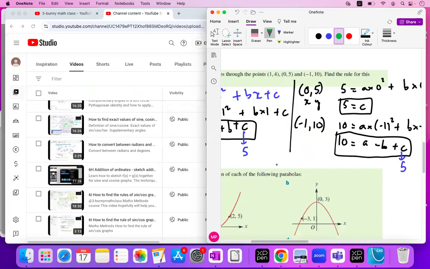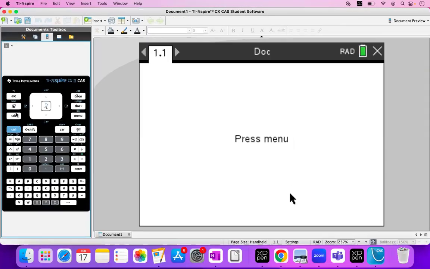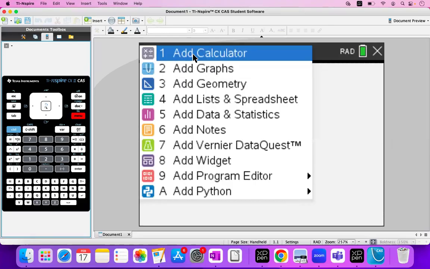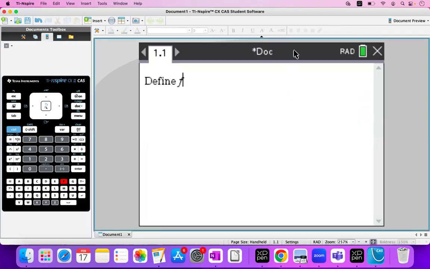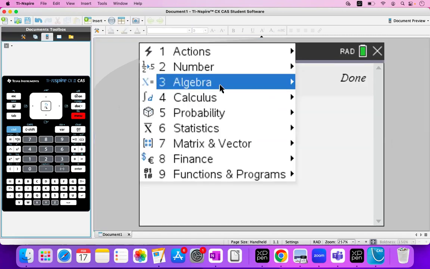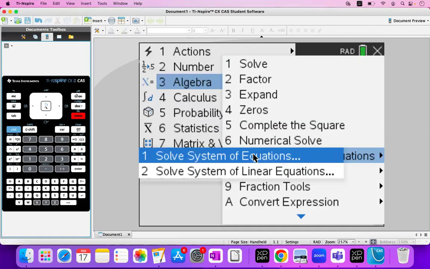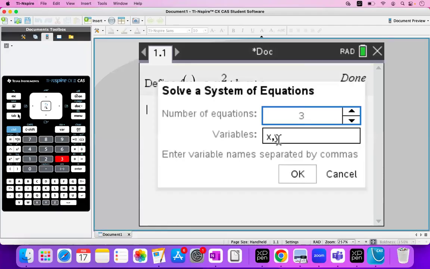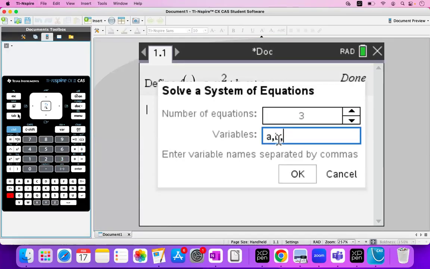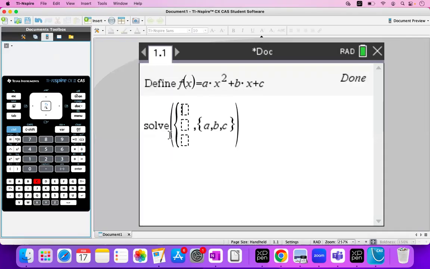If you're doing VCE and the calculator is allowed, you could have a faster way. You just go to menu, actions, define. You define the function f of x equals a times x squared plus b times x plus c. Then you go to menu, algebra, system of equations, and then you can use either one or two. Then I have three equations. Then you click tab, and you want to solve for a, b, c. Then you just substitute each point in as you go.